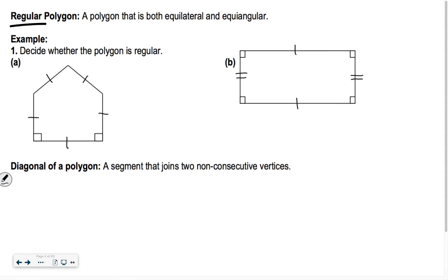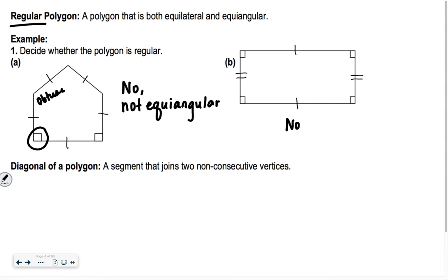All right, so how about this one? Is this a regular polygon? Tell me why or why not. Cam? No, because I don't think it's equiangular. Right, so it's no because it's not equiangular. Because this is like 90 degrees and this is an obtuse one, right? And this was acute. Well, actually, I don't know if that one's acute. It's kind of hard to tell. Okay, what about the next one? Is that regular? No. Why? Not equilateral. The sides aren't all the same.